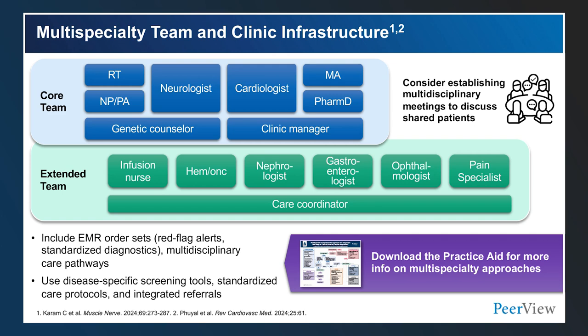I would say at its core, you probably need a neurologist and a cardiologist, because those are the 2 main people that are taking care of the organs that are affected the most. It would be helpful, although not 100% necessary, to have many other subspecialties of which we know amyloid affects those organs. So hem-onc, nephrology, gastroenterology, ophthalmology, and a pain specialist.